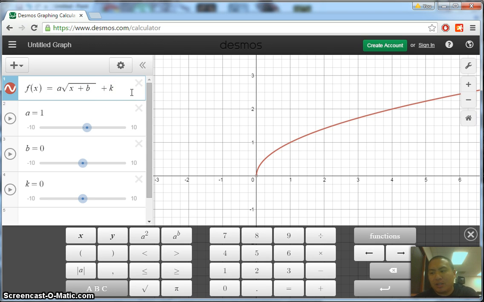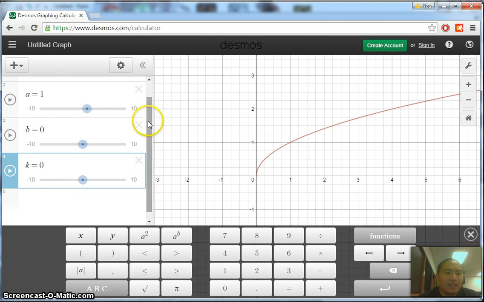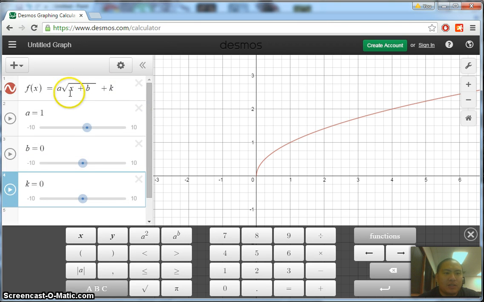We haven't talked about any other types of indices other than 2, so like square roots. We haven't talked about cube roots yet, but hopefully we'll move into those next week or next class. All right, so this is our most basic one. We've got a at 1, which means nothing's really happening if it's a 1. Then we've got b, which is 0, which means this is x plus 0, which is just x. And then k is 0, which means it's plus 0. So all this is f of x equals the square root of x.